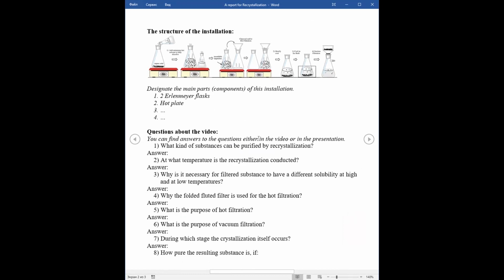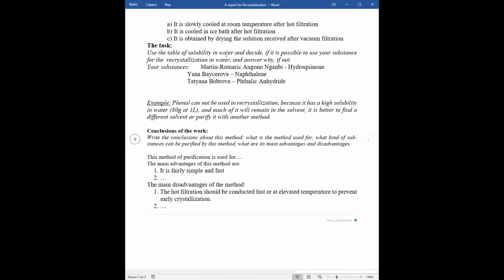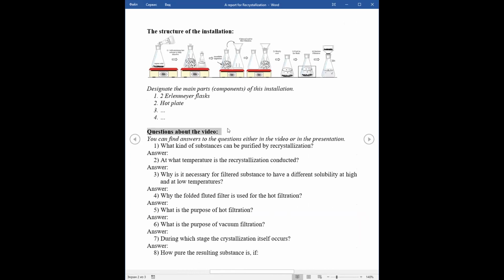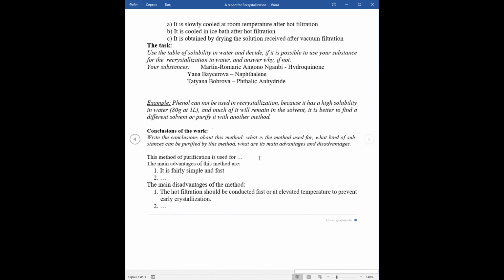And you should answer the questions about the video, which will also be in the example of such a report. After answering the questions, you should answer the task, which will usually be in all your works. And finally, the conclusions of the work. So all those parts with bold text are the parts that should be in your report: description, table, structure, questions, task, and conclusions. For different works there would be different conclusions. I also write what the conclusion should be for the concrete work.